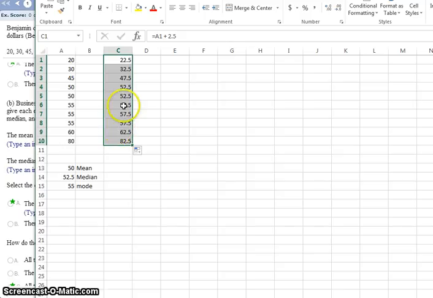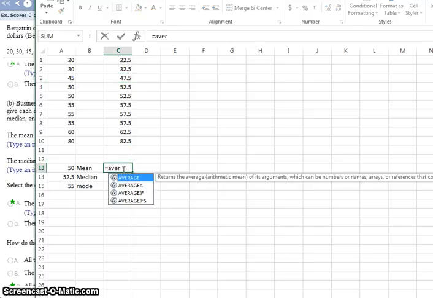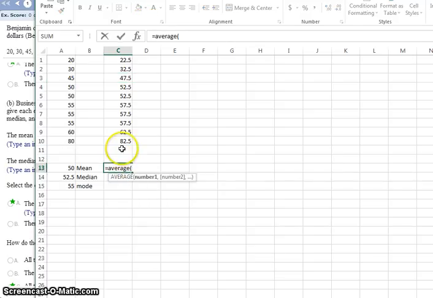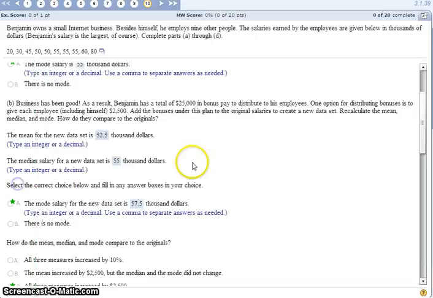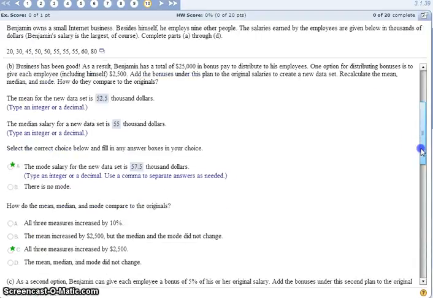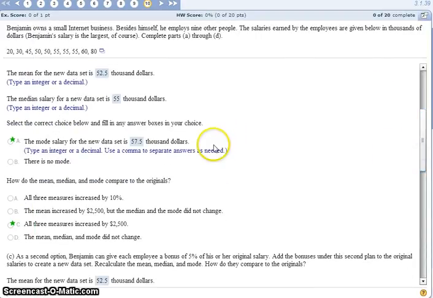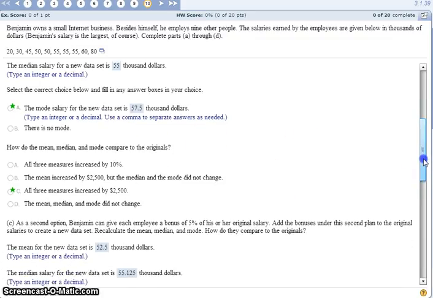It'll copy that pattern, so it'll do A2 plus 2.5, A3 plus 2.5, and so on. And then just start over again. So equals the average, and select your cells, and you'll have your new average. And do that for the median and the mode as well. Type in your new median and mode, and continue with that part of the problem.